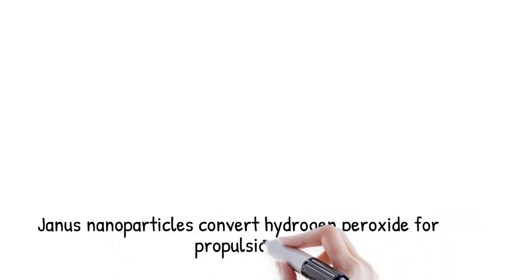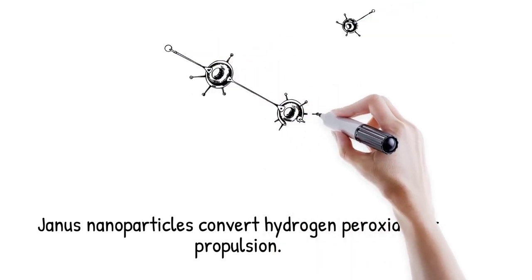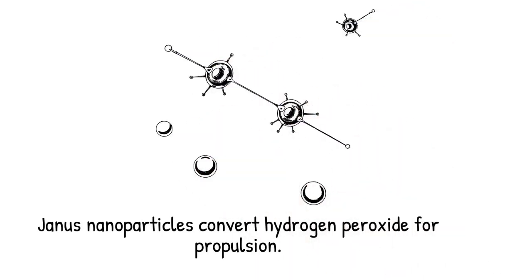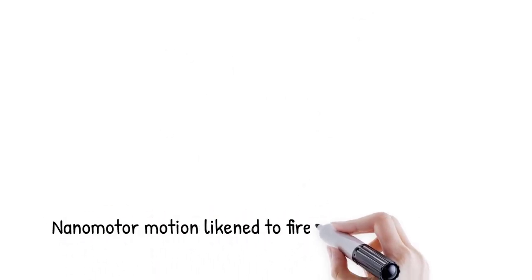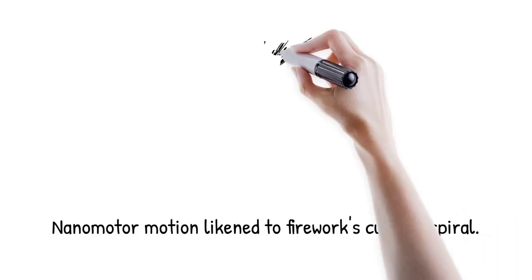Janus nanoparticles, asymmetrically coated with catalytic material, can convert hydrogen peroxide into propulsion, creating straight or curved trajectories, like a spinning firework rocket that curves or spirals due to uneven thrust. Nanomotors move based on where reactions occur.